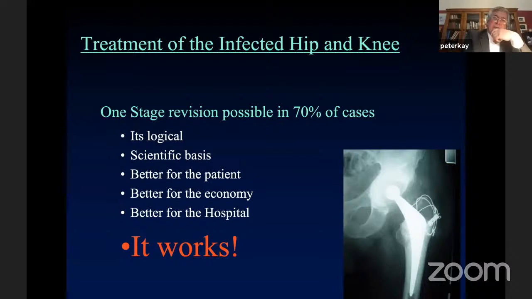So what we've discovered really is that one-stage revision is logical, it works, it supports the science, it's better for the patient. 70% of the time you can do a one-stage revision, and my argument will always be to do a one-stage revision where I can, and that's for both hips and knees. We have looked at antibiotic sensitivities and multi-resistant organisms and really haven't been able to detect a massive difference between super resistant organisms as opposed to not, where one and two stage revision is concerned, as long as you have some antibiotic which will work.